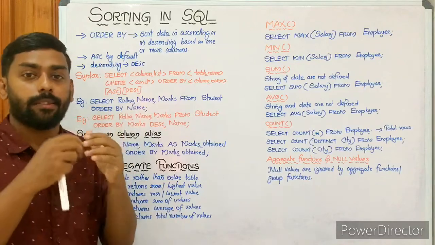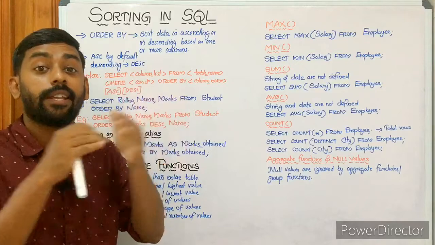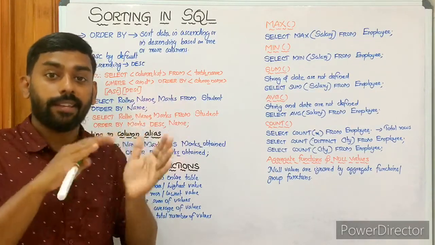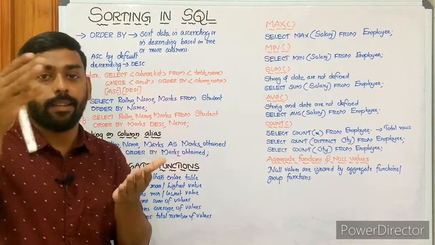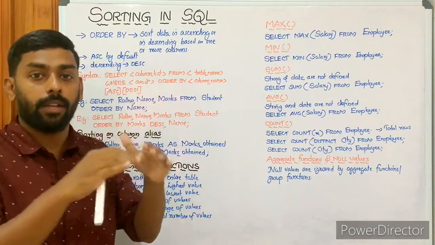You know what ascending actually is? Ascending order is the increasing order, lowest to highest, like 1, 2, 3, 4, 5. And descending is the decreasing order, highest to lowest, like 5, 4, 3, 2, 1.